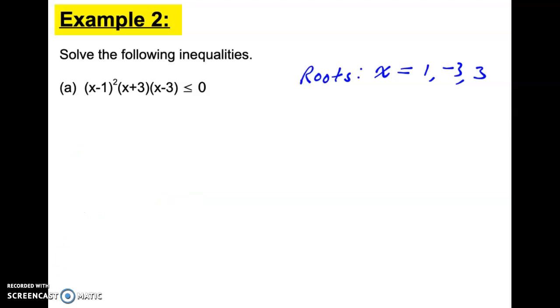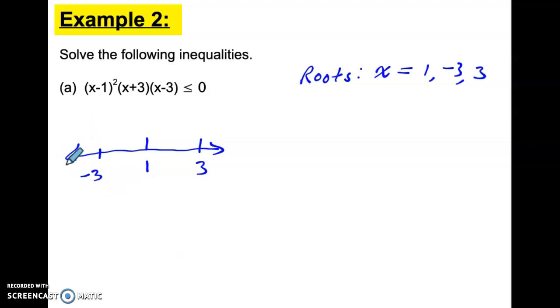Okay. Now you have two choices here. You can use a sign line or you can use a chart. It's up to you. Doesn't matter at all. I will do a sign line for the first example, and then I'll do a chart for the next example. So on the sign line, we're just going to put these x-intercepts in order. So we're going to put the -3 first, and then we're going to put the 1, and then we're going to put the 3.